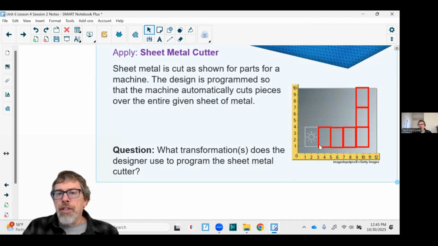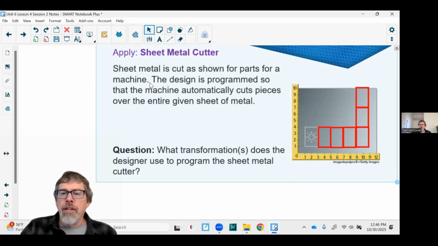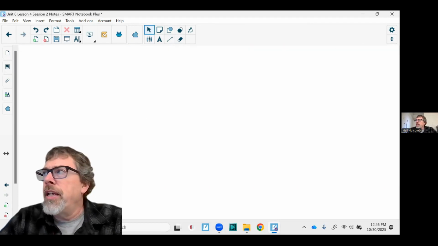Okay. So what transformations could he use? He could do a reflection, or he could do a translation, or he could do a rotation, but I don't see where that's as beneficial without wasting material. Okay, so translations and reflections would work. Translate right or translate up and right would get us all these rectangles of the same size and shape. Okay, so that brings us to the end of session 2.